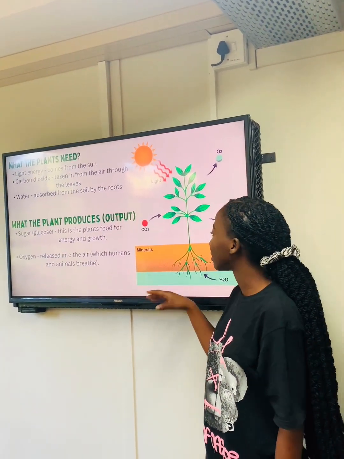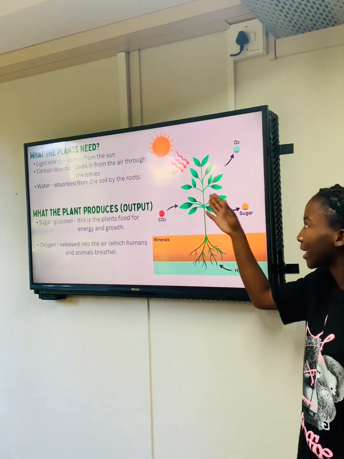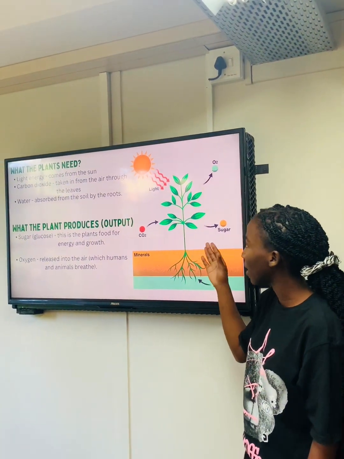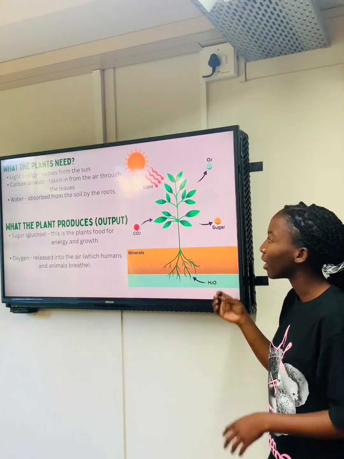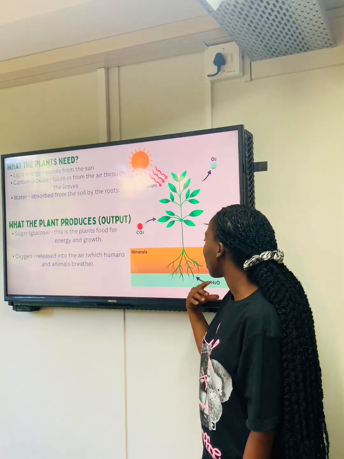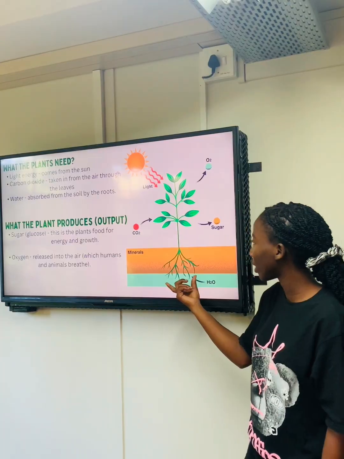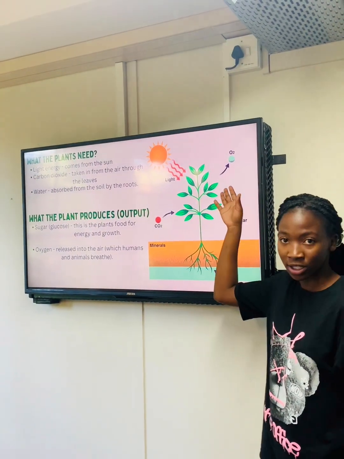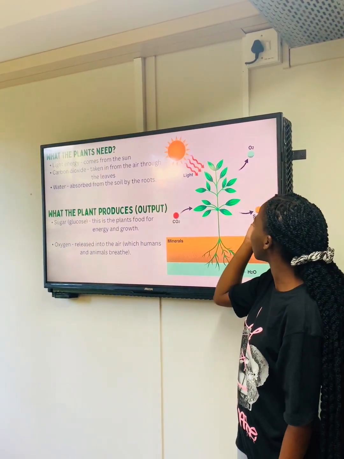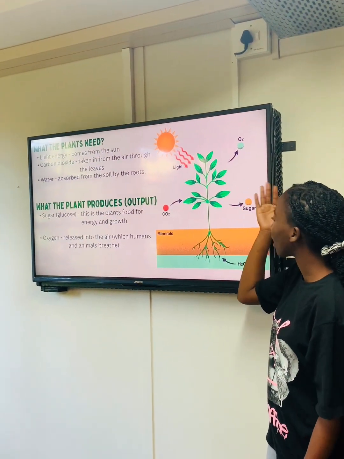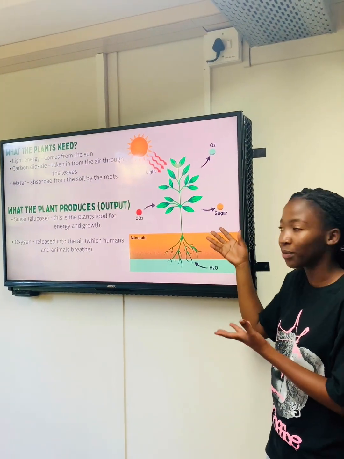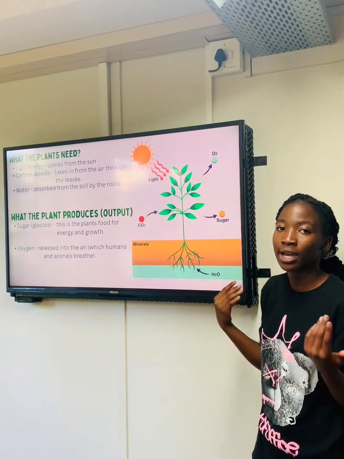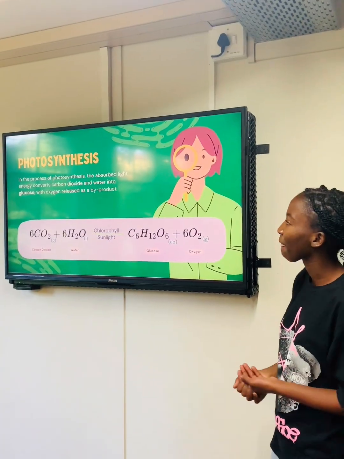What the plants need: the plants need light from the sun, and they also need carbon dioxide from the air through the leaves, and water that is absorbed from the soil by the roots, and the output is sugar and oxygen. We get sugar from the food that we eat from plants, and oxygen is the one that we breathe as humans and animals.